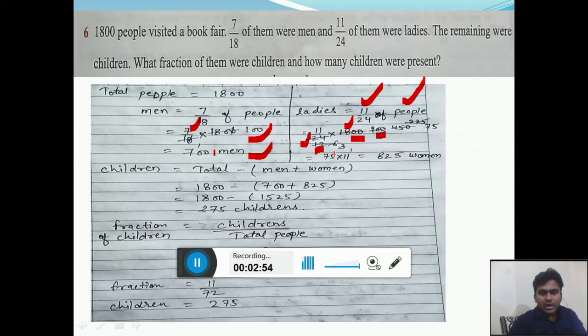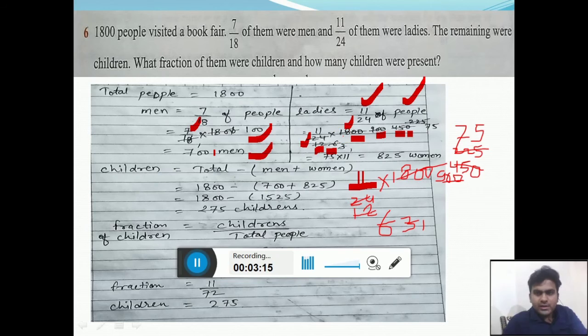So 2 6s are 12, and 2 4s are 8 and 2 5s are 10, and last 0. So now 900 becomes 450 and this 12 becomes 6. Now again we can cut it by 2. So this 6 is here, there is a 6. So by simplifying it we got 75, and 11 is left in the numerator here.